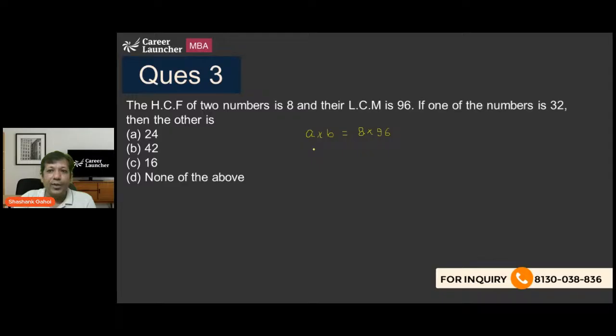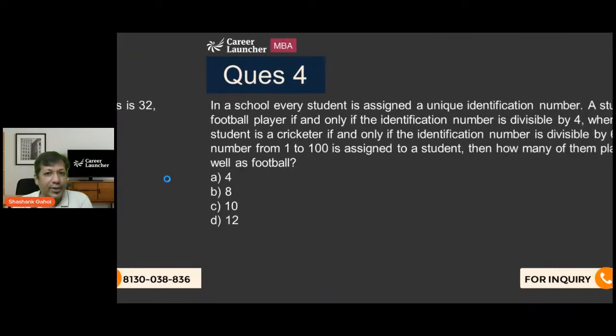So one of the numbers is 32. The second number we need to find out, and that is equal to 8 into 96 divided by 32. So the second number comes out to be 24. So answer of this question is going to be option A, that is 24. Okay, so similar concept in this question. Now let's move on to the next one.